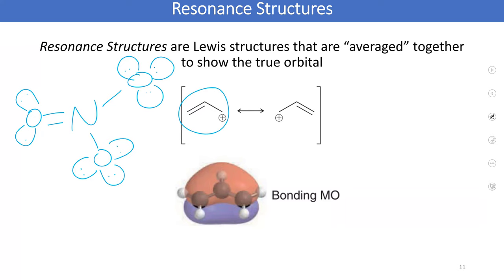Right? It's hard to draw that very well, though. So sometimes people will try, and you'll see them draw a structure that looks like this, and then put a charge on the entire thing to make it look like it's really the average of these two. You can see how that would kind of represent something looking like this, right?